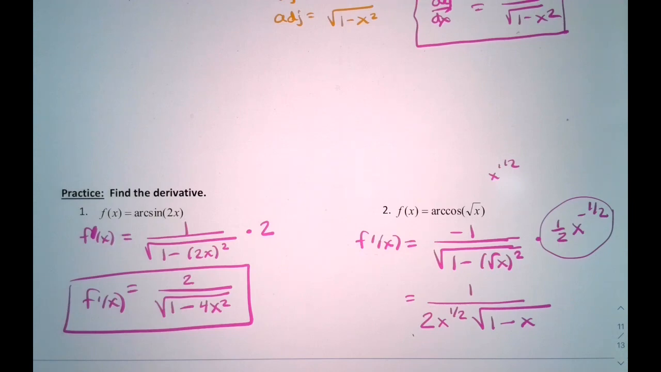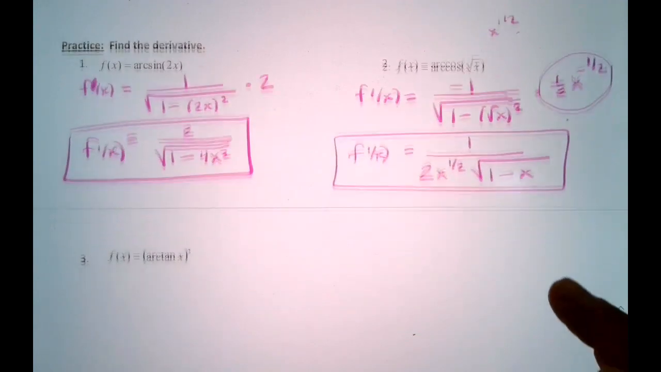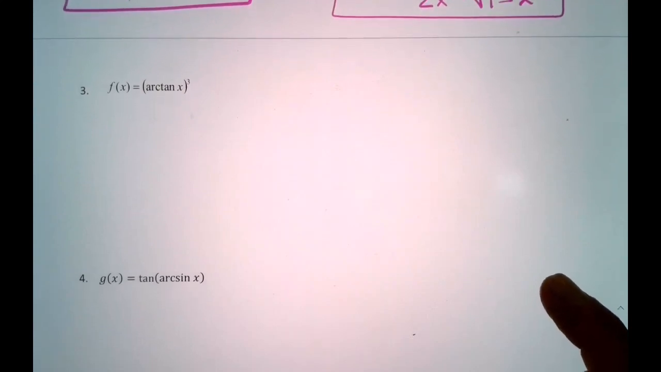I don't care if you want to leave it like this. You could write that x to the 1/2 as the square root of x. It's totally up to you. This is great for me. So whatever you want to do. Again, you do not need to rationalize any of these variables in the denominator. These are appropriately written. I am not forgetting to do that. I do not want you to rationalize. Okay. The next two.